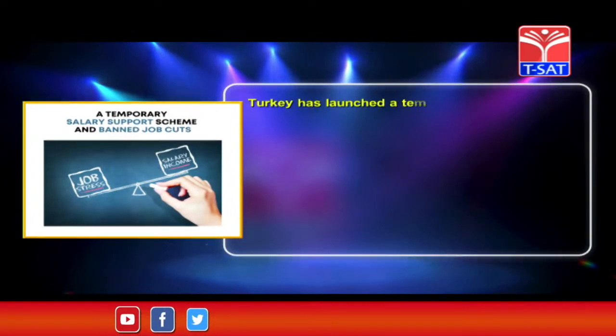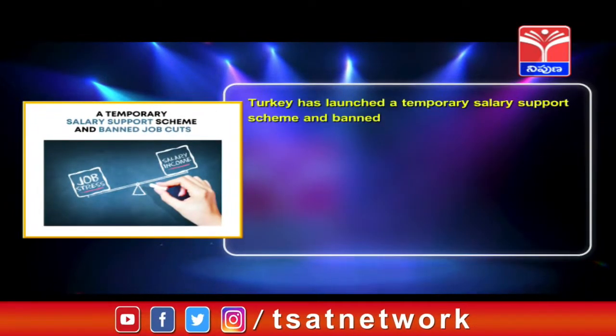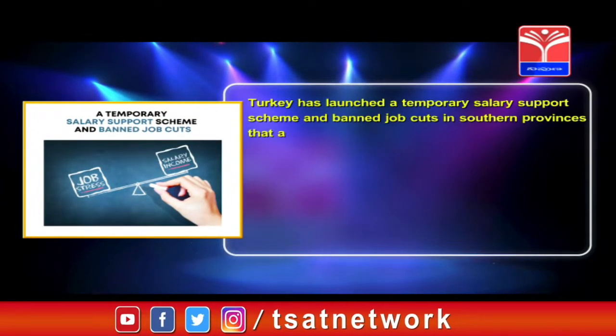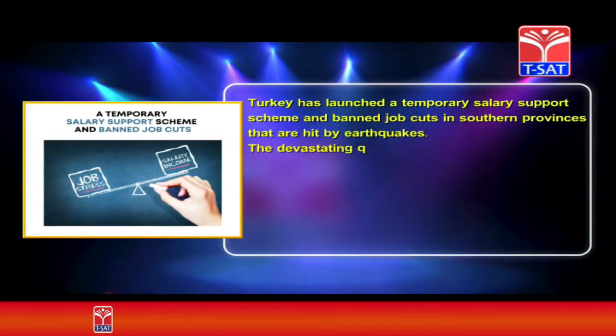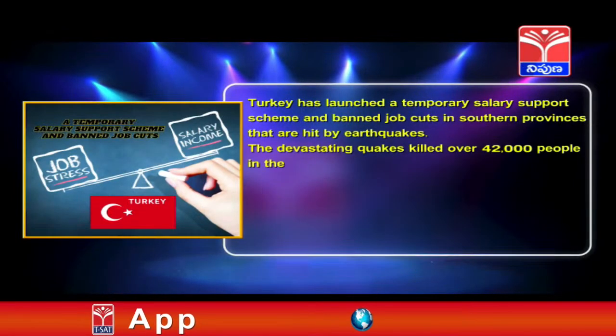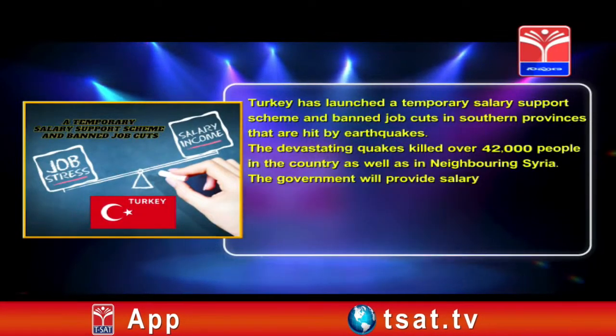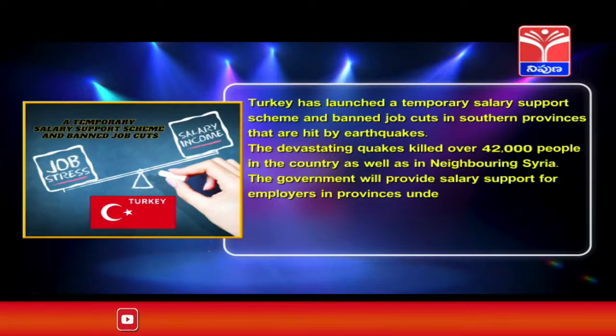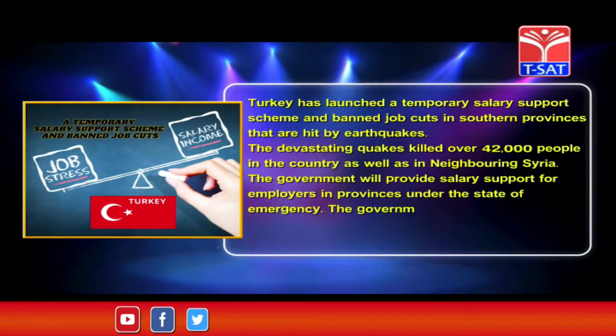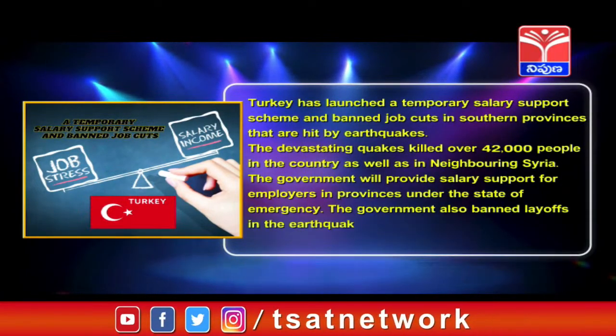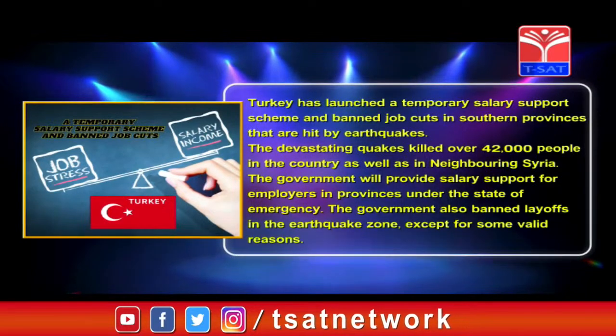Turkey has launched a temporary salary support scheme and banned job cuts in the southern provinces that are hit by earthquakes. The devastating quakes killed over 42,000 people in the country as well as in the neighboring Syria. The government will provide salary support for employers in provinces under the state of emergency. The government also banned layoffs in the earthquake zone except for some valid reasons.